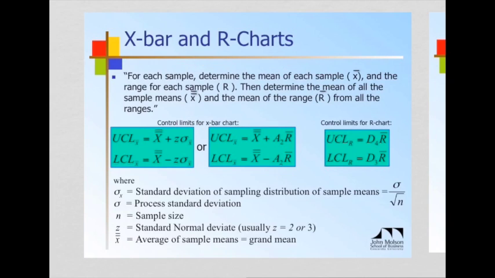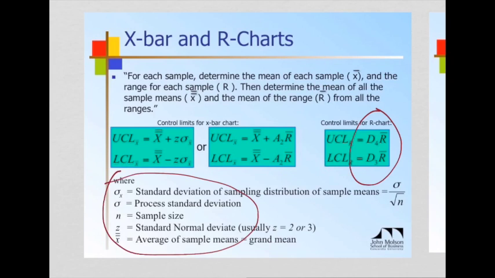And for the range charts, we have no choice, but we have to use these constants which are available from the chart. The chart is in the textbook. It's table 10.2 on page 330, so you can take a look at that. Over here it describes basically what the different variables are, and maybe just a keynote here.